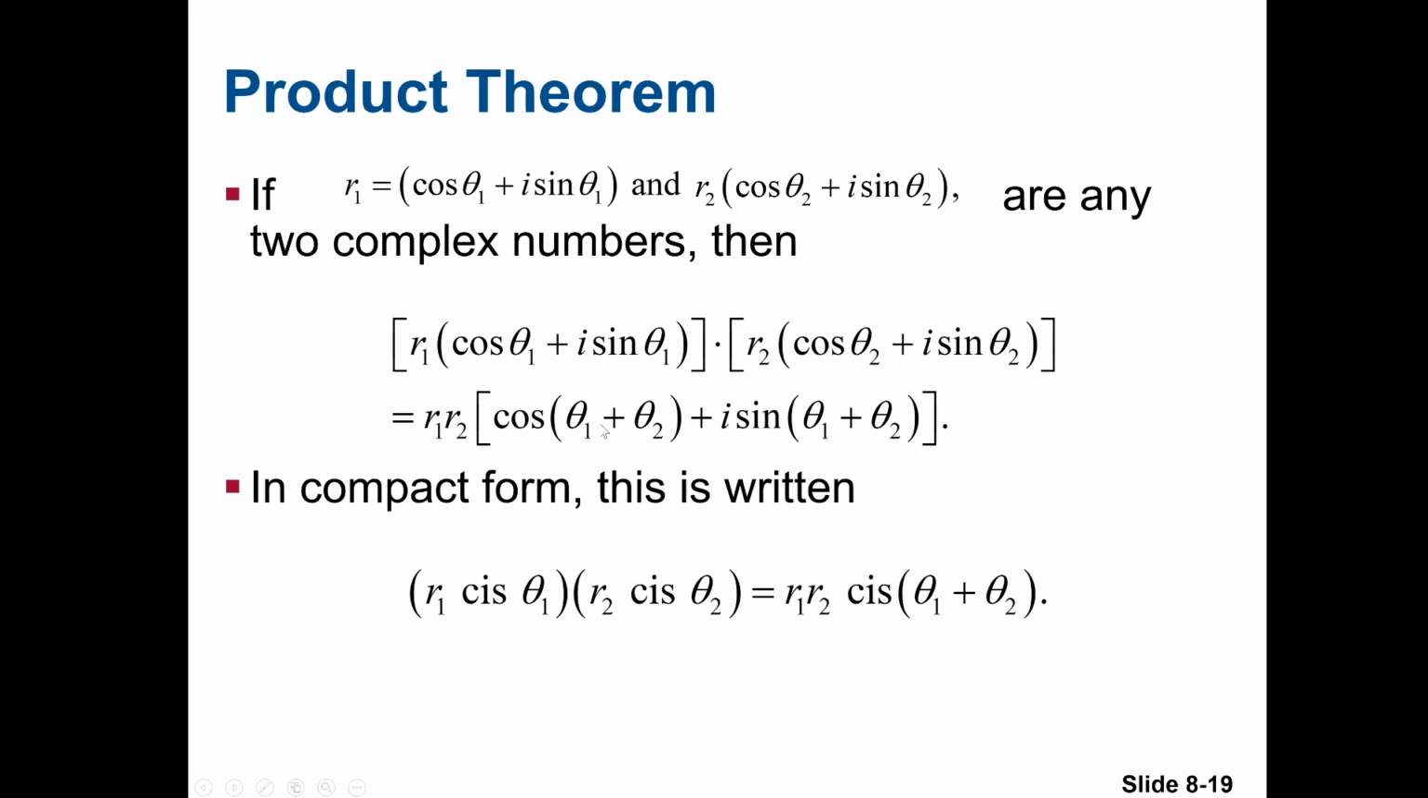And then for the angle, we can use the angle sum theorem, the sum formulas of cosine and sine. So cosine of theta 1 plus theta 2, and for the imaginary part, i times sine of theta 1 plus theta 2. In compact form, r1 cis theta 1 times r2 cis theta 2 can be written as r1 r2 cis of theta 1 plus theta 2. Again, this is the abbreviation of the resulting complex number in trigonometric form.